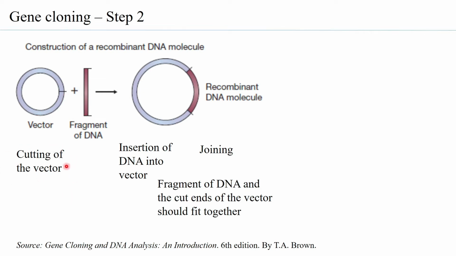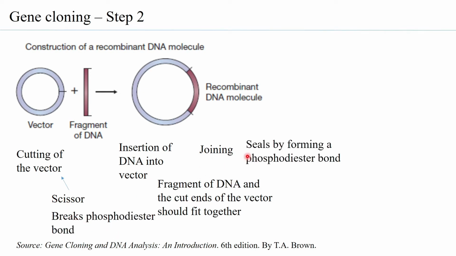Now, this cutting of the vector is aided by a molecular scissor, because it is a molecule that is used to cut. Basically, molecular scissors are doing nothing but breaking the phosphodiester bond, while joining means you are sealing by forming a phosphodiester bond. These two are opposites of each other, but unless you cut, the fragment of DNA doesn't get in, and if the fragment of DNA gets in, then it has to be joined. So, cutting and joining are essential parts of gene cloning.